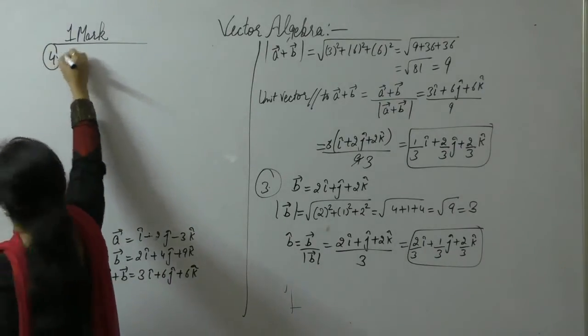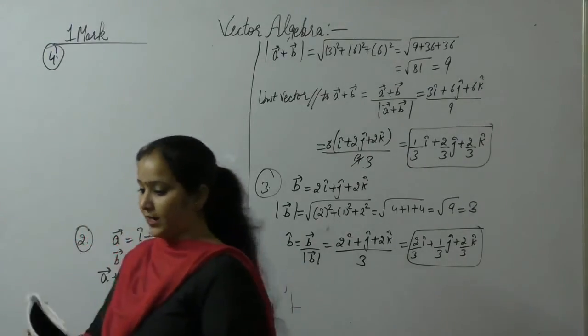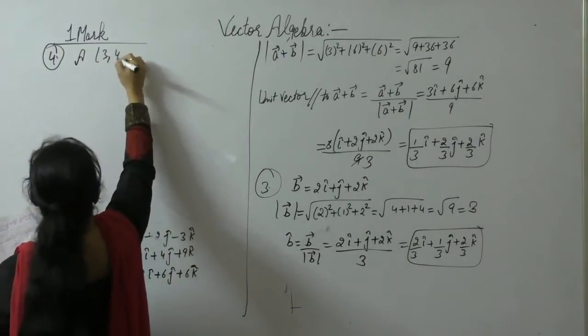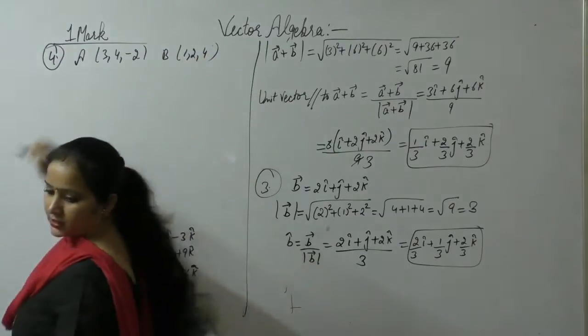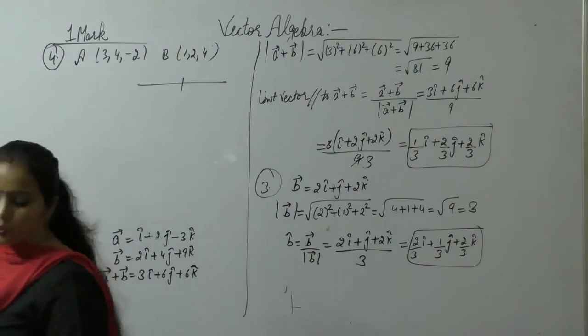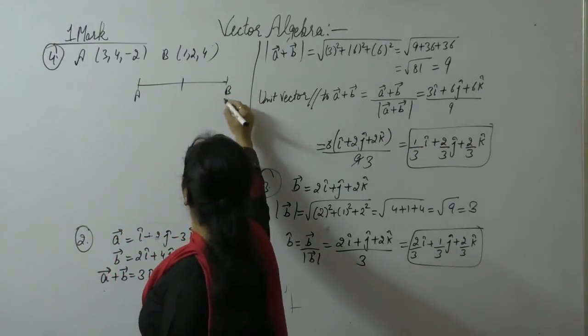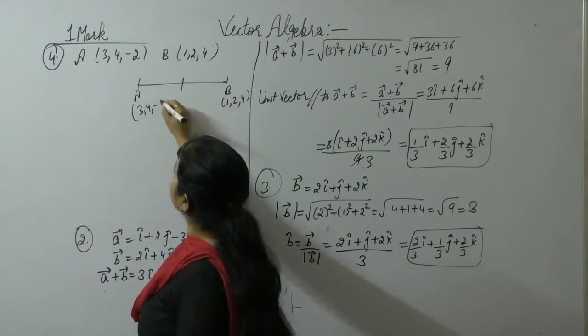Now next one: find the position vector of the midpoint of the line segment AB, where A is the point 3, 4, minus 2 and B is 1, 2, 4. Now we have to find the position vector of the midpoint of this line AB. B has coordinates 1, 2, 4 and A has 3, 4, minus 2.